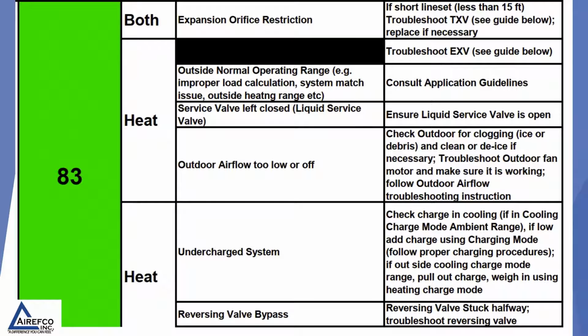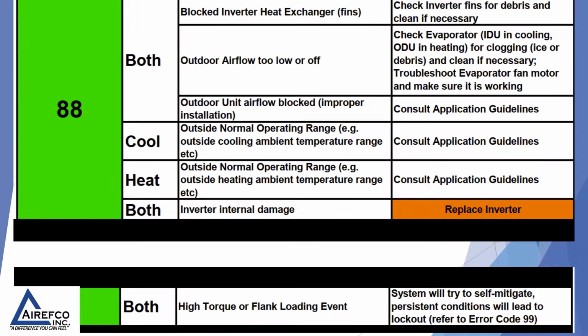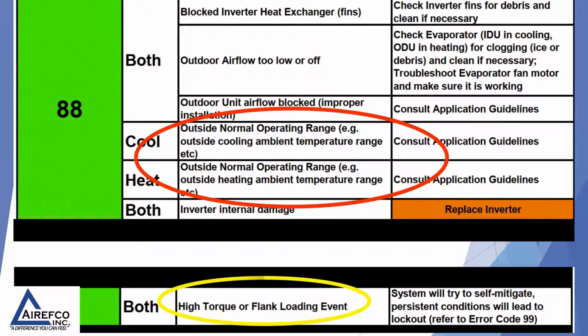While doing service work on inverter type air conditioners and heat pumps, you probably have seen various fault codes that signify that the system is operating outside its normal operating range. Also high torque or flank loading events signify that the compressor is operating outside of its normal operation envelope. That envelope is seen on the pressure enthalpy chart.